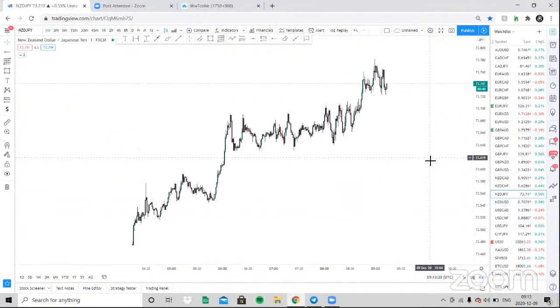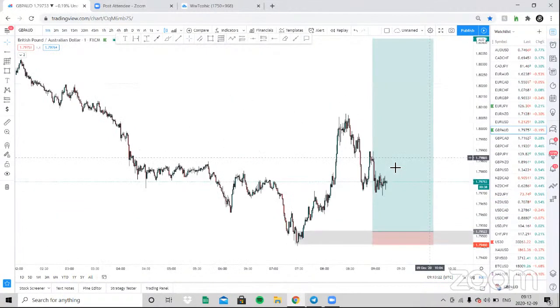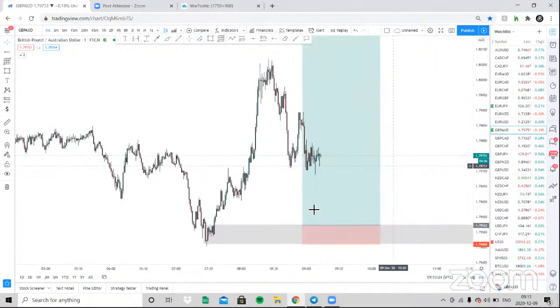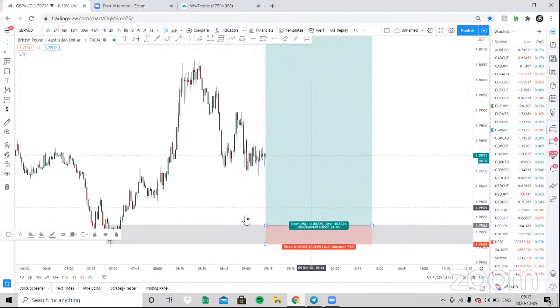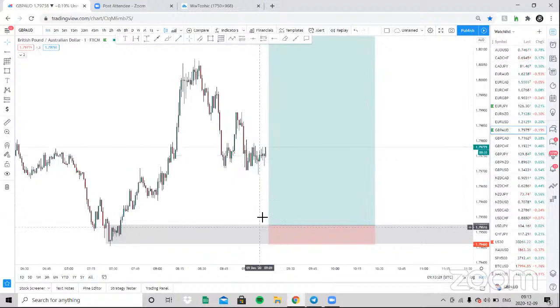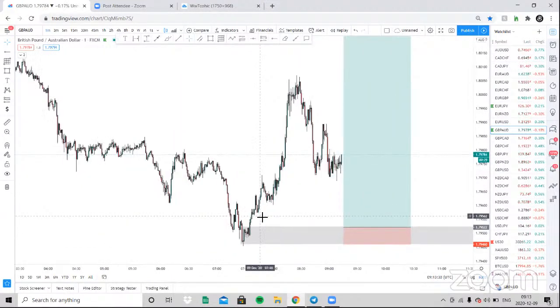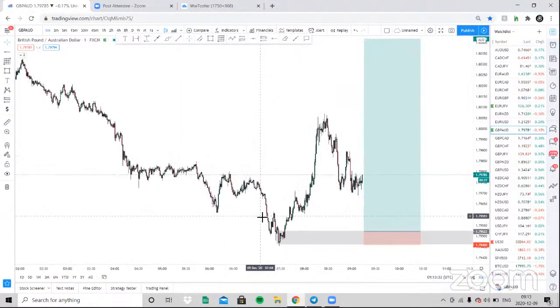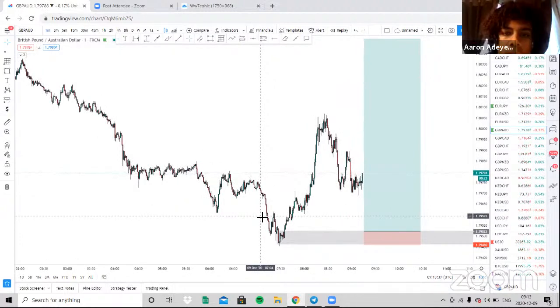I'll probably look for a setup. I have a pretty good setup on GBPAUD. I'll try to take a buy right here. But yeah, if you want to take a trade, just take a screenshot. Cam, you can keep going. Alright, cool.